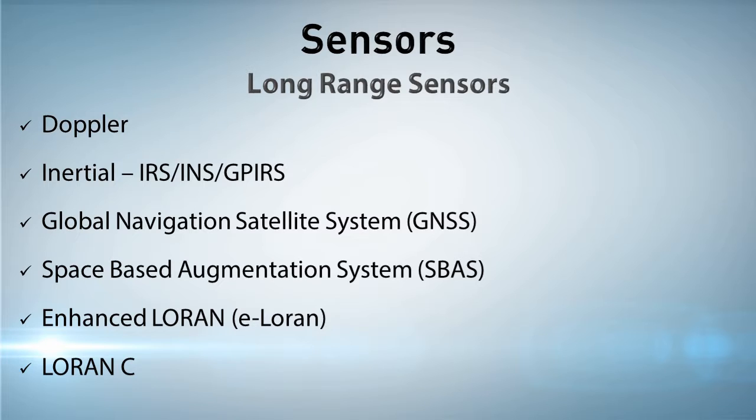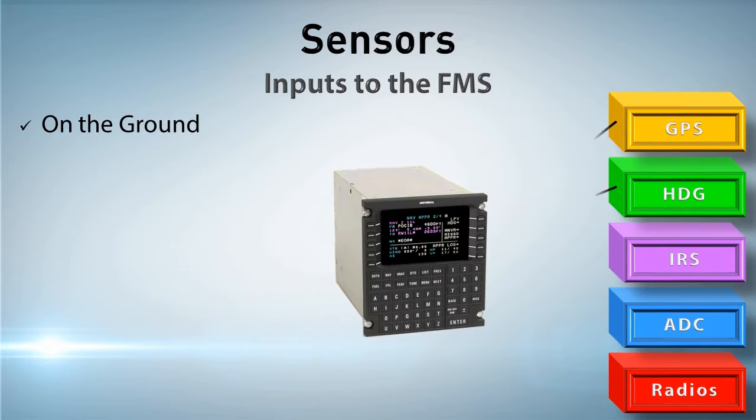These are the main long-range sensors that can be employed with the FMS. Your FMS can use a maximum of 5 long-range sensors. On the ground, the FMS will receive inputs from the GPS and a heading source. The FMS will send initialization coordinates to the IRS for alignment. Once the alignment is complete, then the IRS will send data to the FMS. However, the FMS will not use the IRS for position calculations unless all other sensors have been lost.